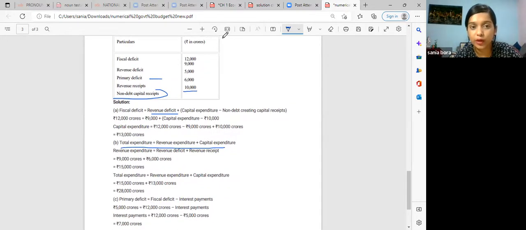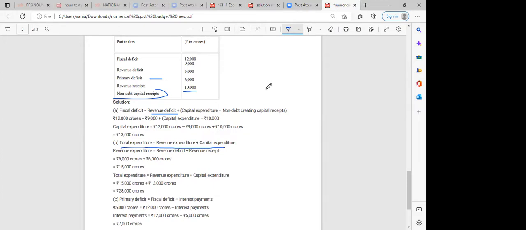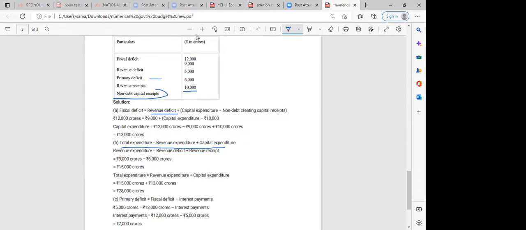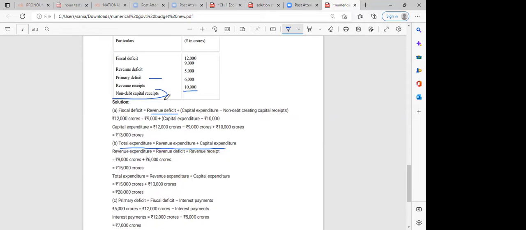Can you zoom it from your end, or do you want me to zoom? Yes. Okay, you can zoom it, or you want me to zoom? And we can't zoom in. Okay, just a minute.